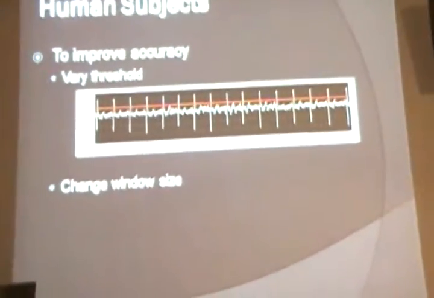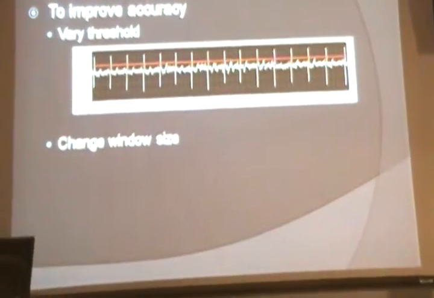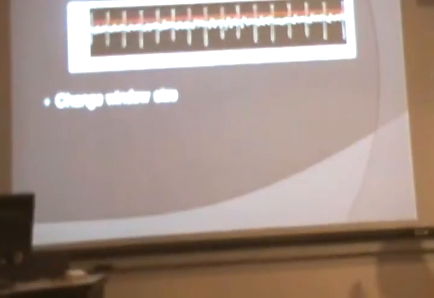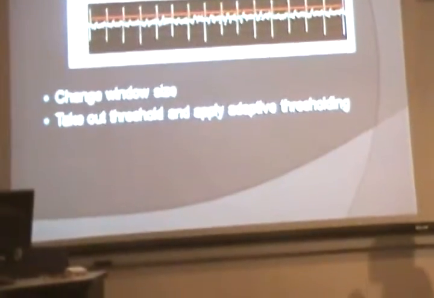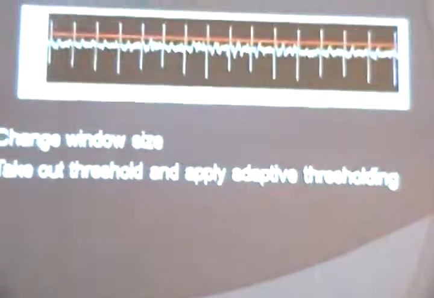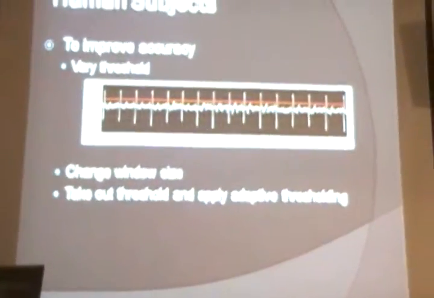We can also change the window size. The window size is the period of time after the initial trigger where we don't allow an R wave to be detected. We can also completely take out the threshold and apply adaptive thresholding. And as Dr. Sikdar said, detecting ECG signals for everyone is not trivial, so we could also apply adaptive thresholding.